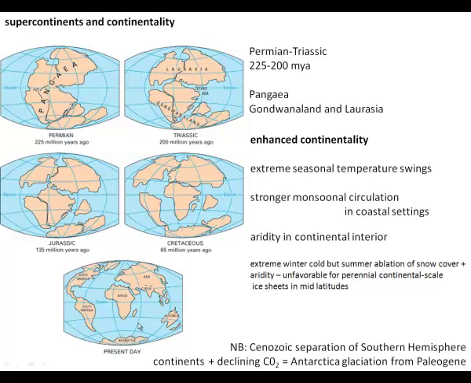Now, one of the key points about the disassembly of Pangaea and the emergence of the modern day distribution of continents that you see here is that this is in large part, along with a decline in CO2 values in the atmosphere, what is responsible for, from about the Paleogene on, the establishment of the Antarctica ice sheet.